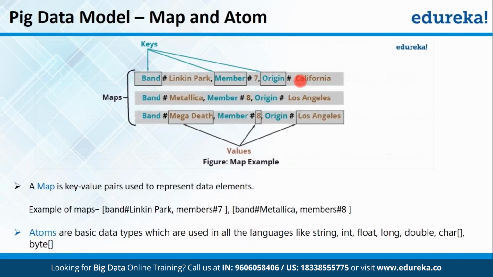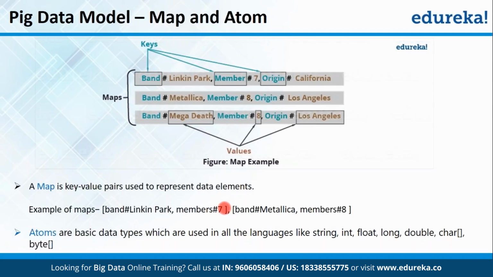So every row is nothing but a map which has a set of key value pairs. However, a map cannot contain duplicate keys. As you can see, this map has only got band, member, and origin. Okay, there cannot be another key with the name origin or member or band. Similarly with the second row and the third row. So to represent a map, you need to use the square brackets right here. So this opening square bracket represents the opening of the map, and right here is the closing of the map. The next is atom.